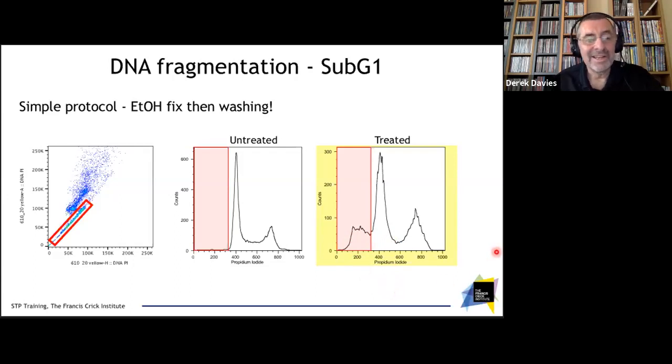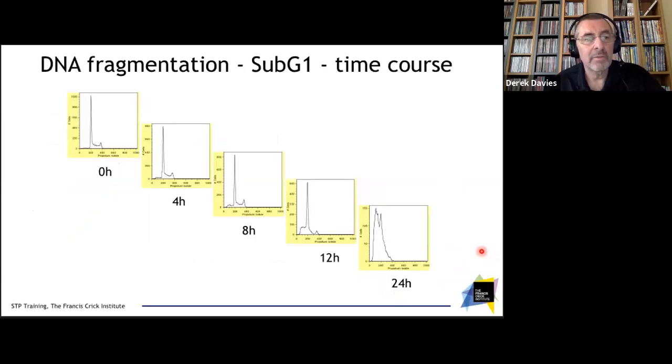However, it is a very quick and easy way of seeing if something is happening, certainly if we're seeing DNA fragmentation. So again, here's a time course where we treated our cells with an apoptosis inducing agent, and we see this population here in sub-G1 increasing over time. But what this would tell me is that I should try to assess apoptosis by another technique as well as this one.